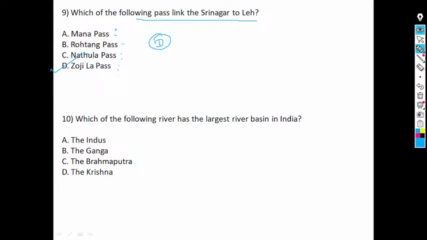Which of the following rivers has the largest river basin in India? Indus, Ganga, Brahmaputra or Krishna. Largest river basin in India, it is your Ganges. B for Bombay.